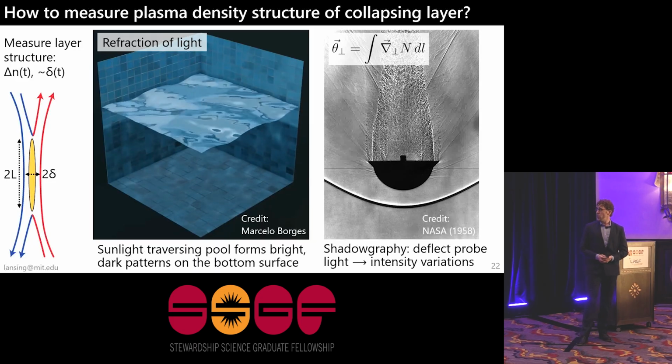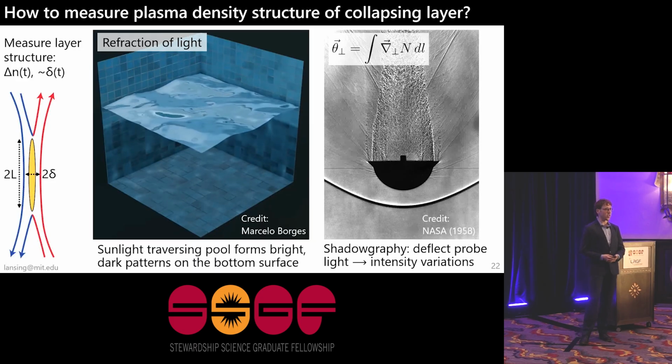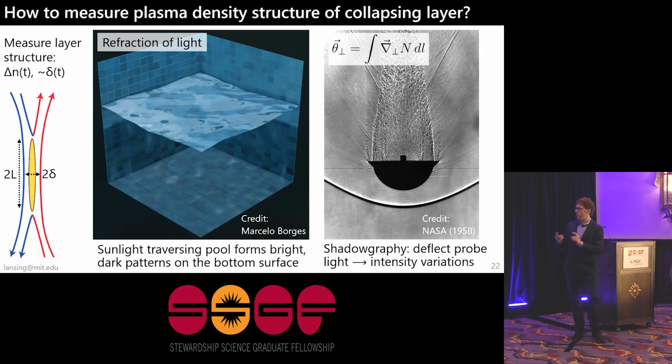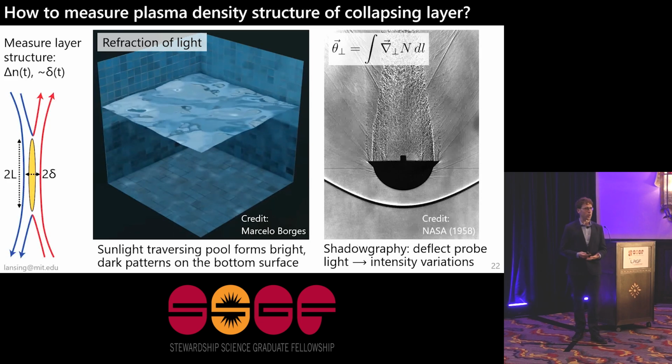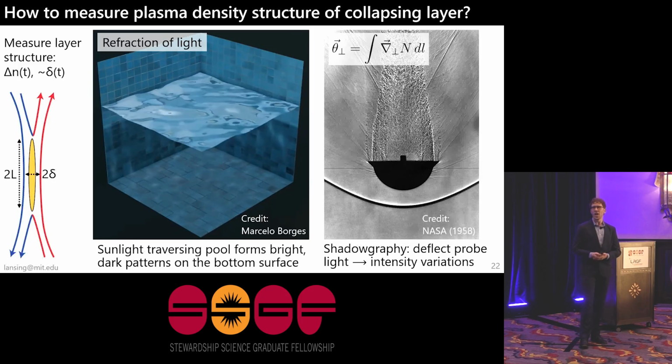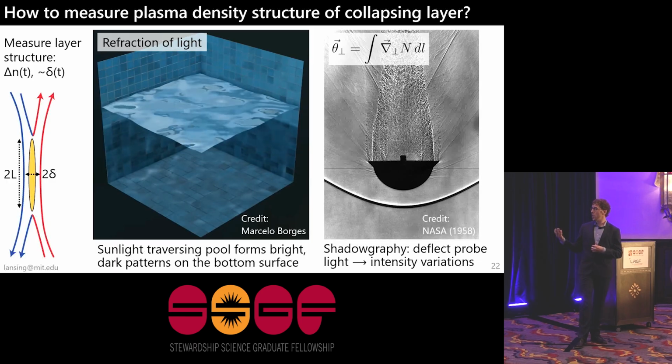What I'm showing here on the right is from decades ago. This is a photo from NASA. This is a shadowgram image. This is a small toy model of a re-entry vehicle that they fielded in a supersonic wind chamber, and they took this sort of shadowgraph image.